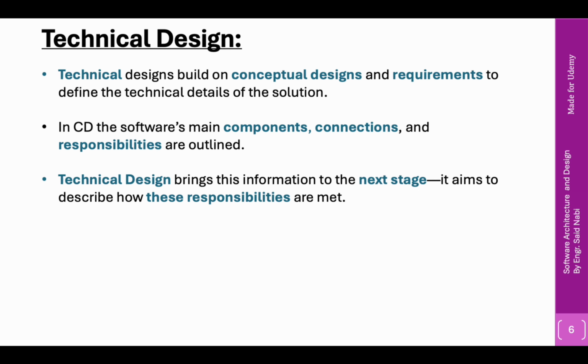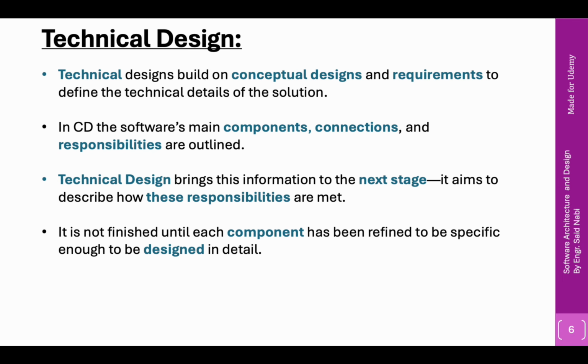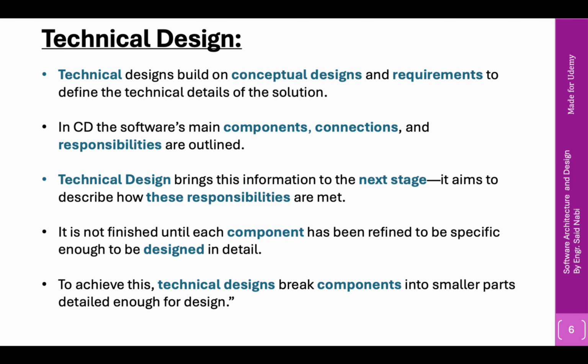Technical design takes this understanding to the next stage by clearly explaining how each responsibility will actually be fulfilled using technology, structure, and interaction. A technical design is not complete until every component is refined enough that a developer can understand it clearly and confidently build it without guessing. To make this possible, technical design breaks large components into smaller, well-defined parts that are detailed enough to be implemented correctly and consistently.